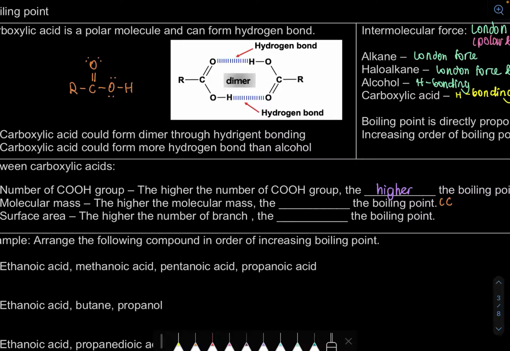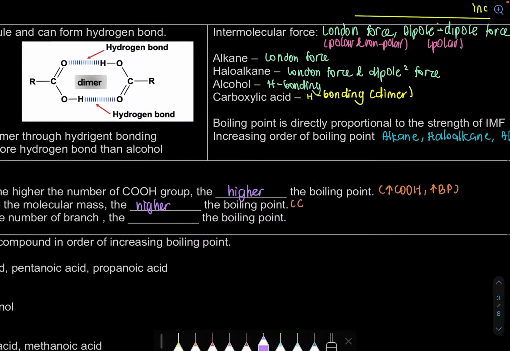Between carbon and hydrogen is actually our London force. So when it becomes stronger, more energy is needed to overcome it, hence we will have a higher boiling point. Okay, so it's the same here. Then the higher the number of carbon, the higher our boiling point will be.